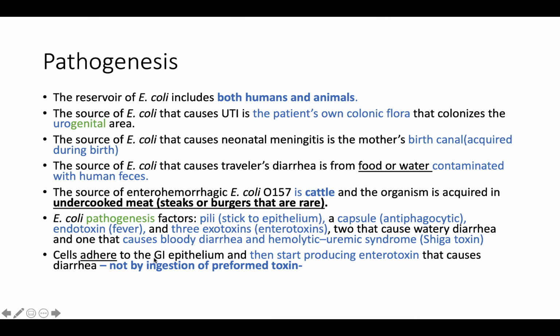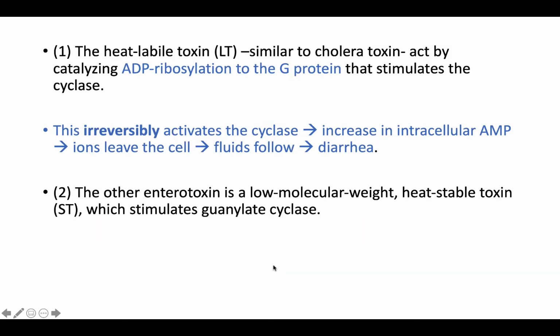تمام. Cells adhere to the GI epithelium and then start producing enterotoxin that causes diarrhea. So it's not by ingestion of preformed toxin. You have to ingest the actual bacteria. تمام. عندها 1 is called the heat labile toxin. It's a toxin that is destroyed by heat. This is similar to the one that is in cholera. ADP ribosylation of the G proteins that stimulates the cyclases. This irreversibly activates the cyclase, increase intracellular cAMP.